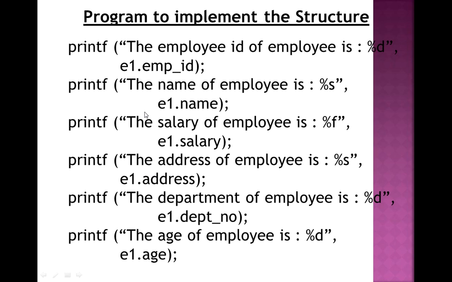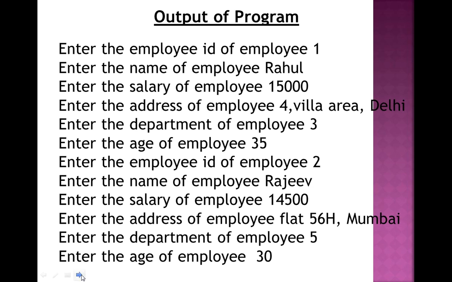In the same way, we can display using the E2 structure variable, that is E2.employeeID, E2.name, E2.salary, E2.address, E2.departmentnumber, E2.age. Then using getch, used for holding the output, getch(); with semicolon. This is declared in the header file conio.h, console input output, and getch is used for displaying the output. Then there is the closing of curly braces.